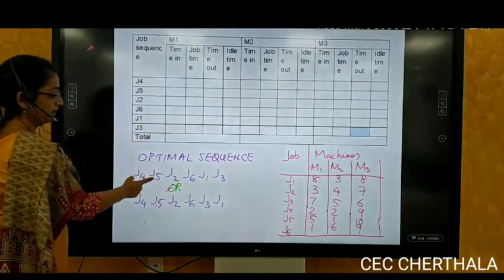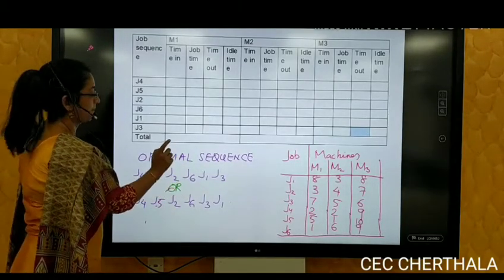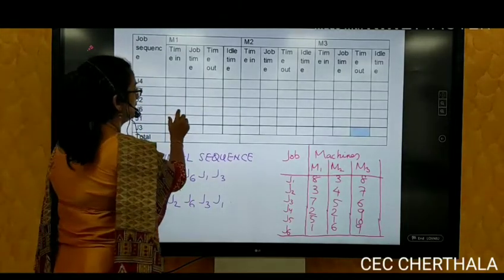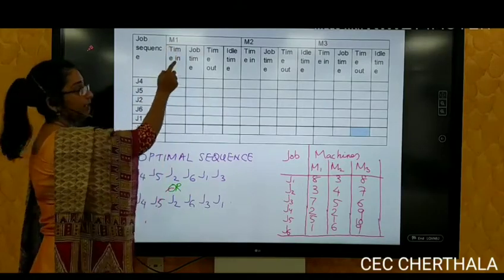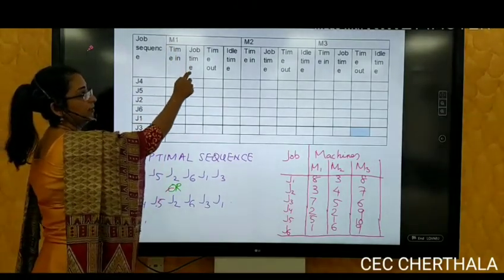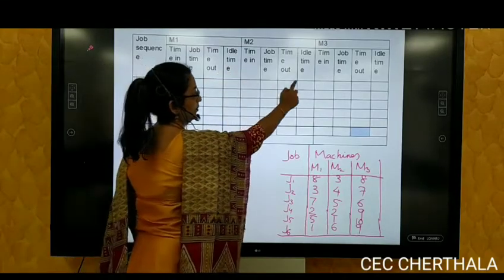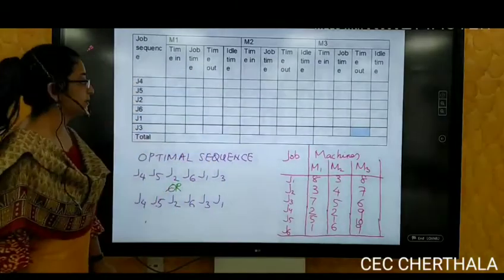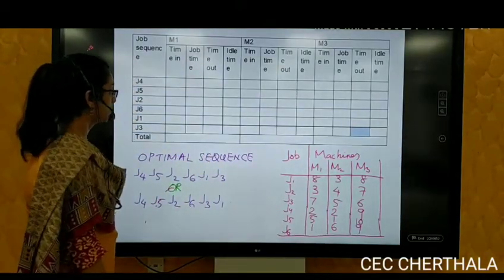Here I am taking the first case, J4, J5, J2, J6, J1, J3. So write the job sequence here. Then construct 4 columns for machine M1: time in, job time, time out, idle time. Similarly for machine M2 and also for machine M3. We have 3 machines. Now let us start to fill the cells.